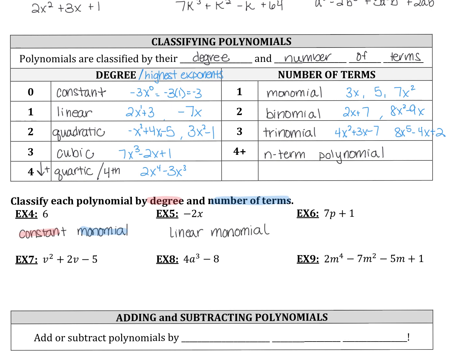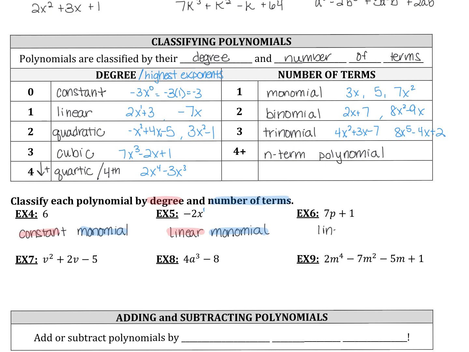So linear would be the degree, and monomial would be the number of terms. There's 1 term, and the highest exponent here is 1. Even though it's not written, the highest exponent here is 1. All right, what about example 6?